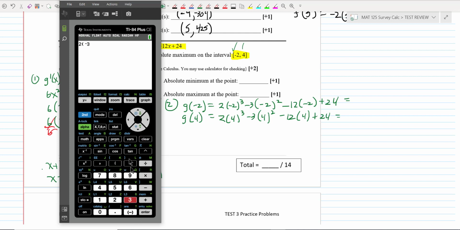So basically I've just got this: 2 times -2 to the third, and then minus 3 times -2 to the second. Now you can do some of this in your head if you want to. And then we're going to subtract 12 times -2, and then plus 24. Just be sure you put things in carefully, double check, make sure you got everything in there right. So that looks good. And then we'll record what that value is: 20.